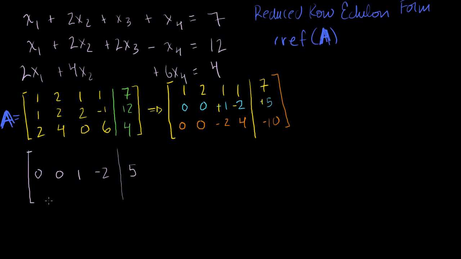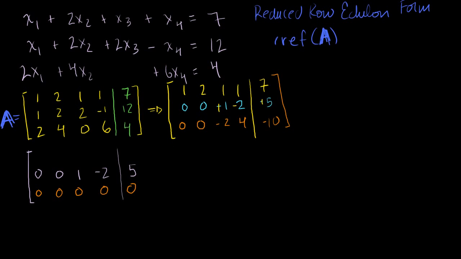So what do I get? Well, these are just leading zeros. And then I have minus 2 plus 2 times 1. Well, that's just 0. 4 plus 2 times minus 2. That's minus 4. So that's 4 plus minus 4. That's 0 as well. And then you have minus 10 plus 2 times 5. Well, that's just minus 10 plus 10, which is 0. So that one just got zeroed out.